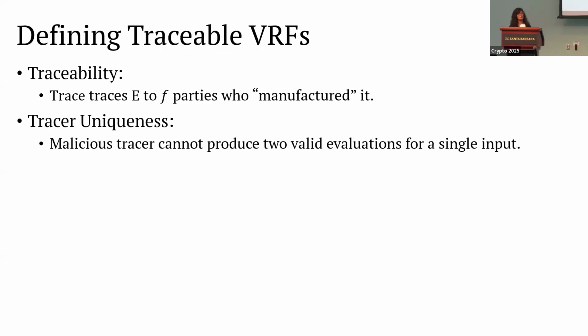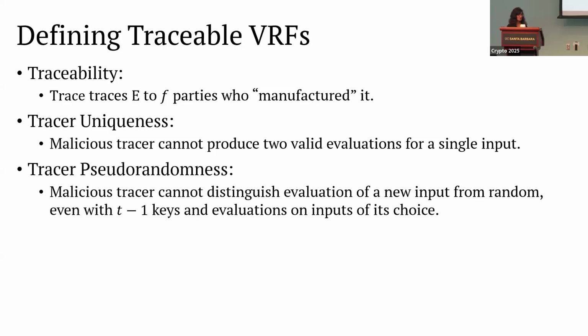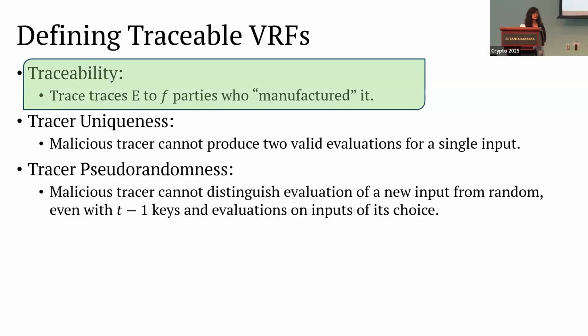Additionally, we have extra security properties to ensure that the tracer in our system doesn't get too much power. So specifically, we define tracer uniqueness, which means that even a malicious tracer with access to the tracing key should not be able to produce 2 valid evaluations for any given input. And lastly, we have tracer pseudorandomness, which means that even a malicious tracer shouldn't be able to distinguish the evaluation of the VRF at a new input from random, even if it can corrupt up to t minus 1 parties, and even if it can see arbitrary VRF evaluations. So for today's talk, I'll mostly be focusing on traceability, and you can find the other notions in our paper.